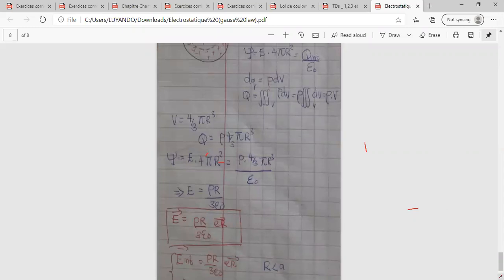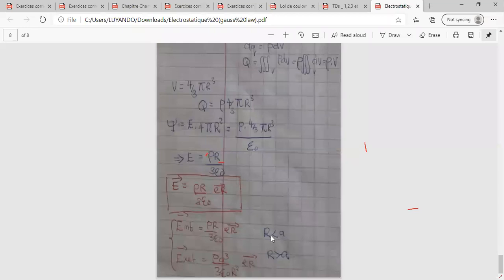So we're going to have E interior equal to this with R less than A, and E exterior equal to this with R greater than A. C'est clair. So that's how you go about the question of the field using Gauss's theorem. You meet a lot of such questions telling you to calculate the field, and they give you the charge distribution, whether it's inside or outside the surface. Personally, I haven't come across where they give you both inside and outside, but I'm sure it's possible. So this is how you go about it. C'est clair.